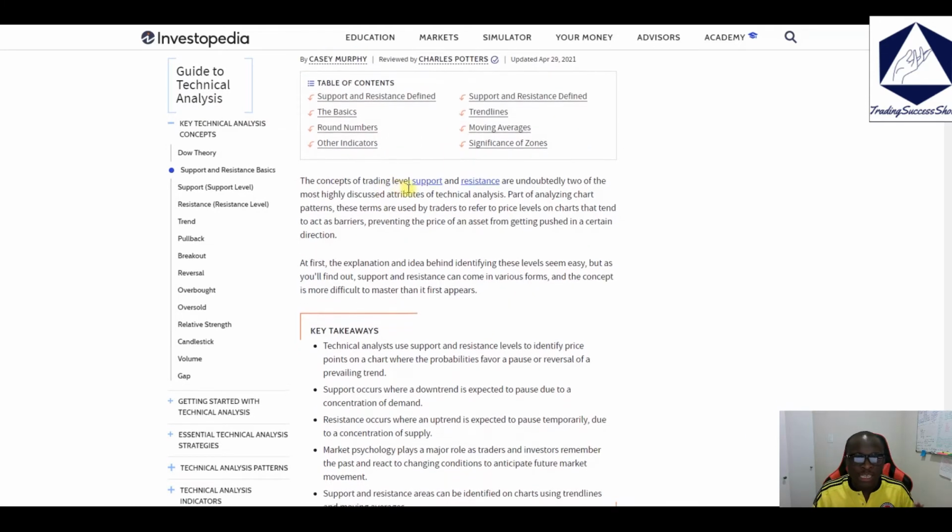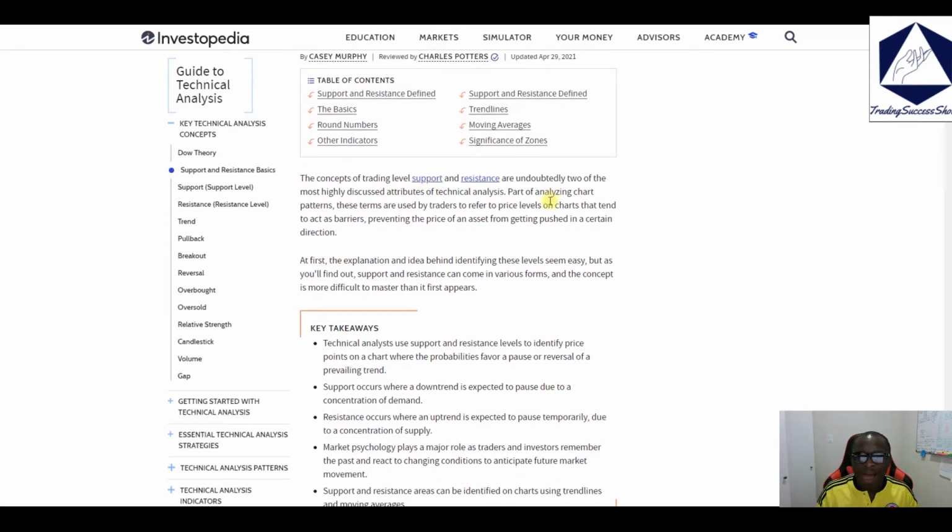The concepts of trading level support and resistance are undoubtedly two of the most highly discussed attributes of technical analysis. Part of analyzing chart patterns, these terms are used by traders to refer to price levels on a chart that tend to act as a barrier, an obstacle preventing the price of an asset from getting pushed in a certain direction. That is, support and resistance is also what I refer to as the ceiling and the floor.